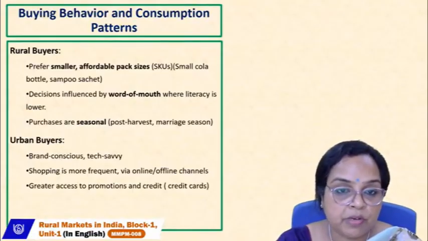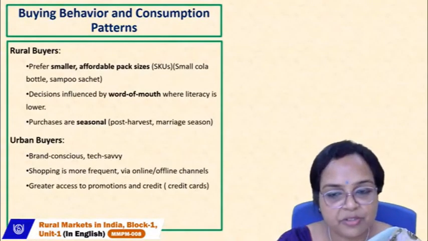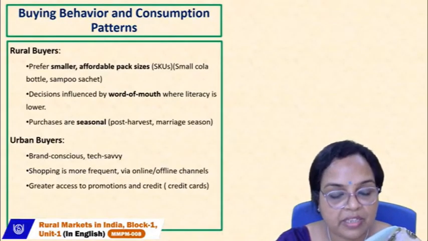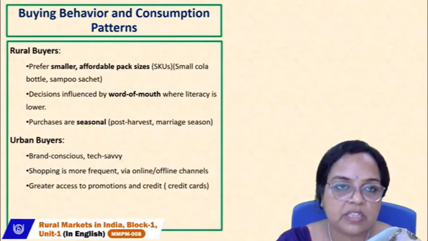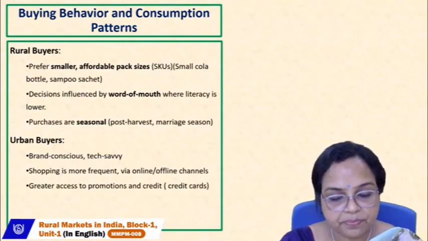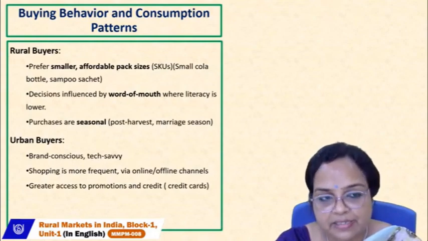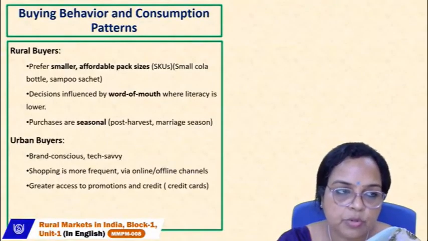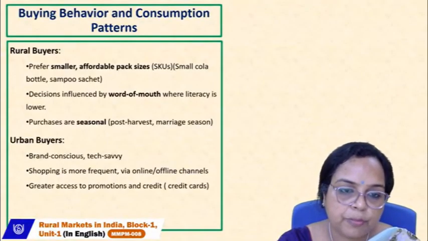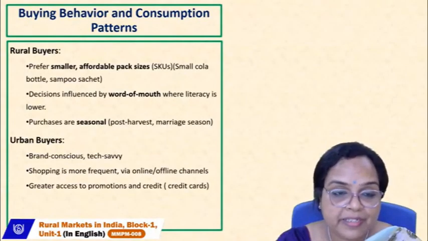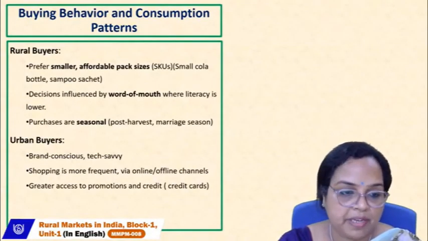Decisions are influenced by word of mouth in the rural belt because literacy is lower. If someone has purchased a TV, the neighbors come and check whether the TV is good or bad. Then when they decide to buy a TV, they always take feedback or have a conversation with their neighbors for their buying decision. Purchases are seasonal at the rural belt, as I discussed. During harvest time, they have money in their pocket and they go for buying decisions. They also buy in marriage season. So rural buyers have three factors for their buying behavior.